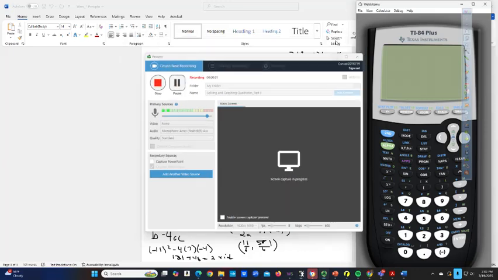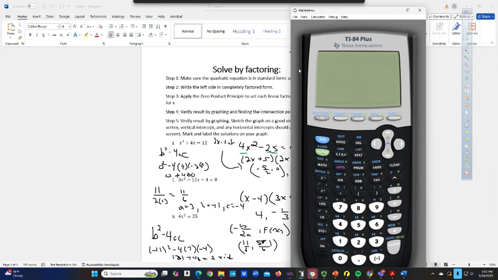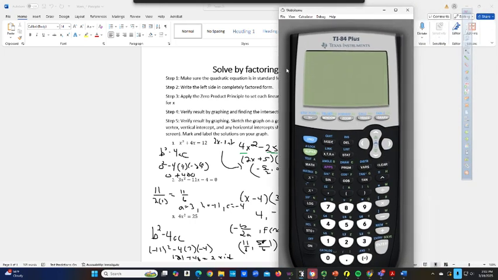All right, so now let's verify our solutions and verify our graph using our graphing calculator. Again, I know I kind of sped through these 4 steps, but we're basically going to just do steps 4 and 5 in this video. We're going to verify what we found in the previous video to ensure that what we are graphing is actually what is on the sheet.